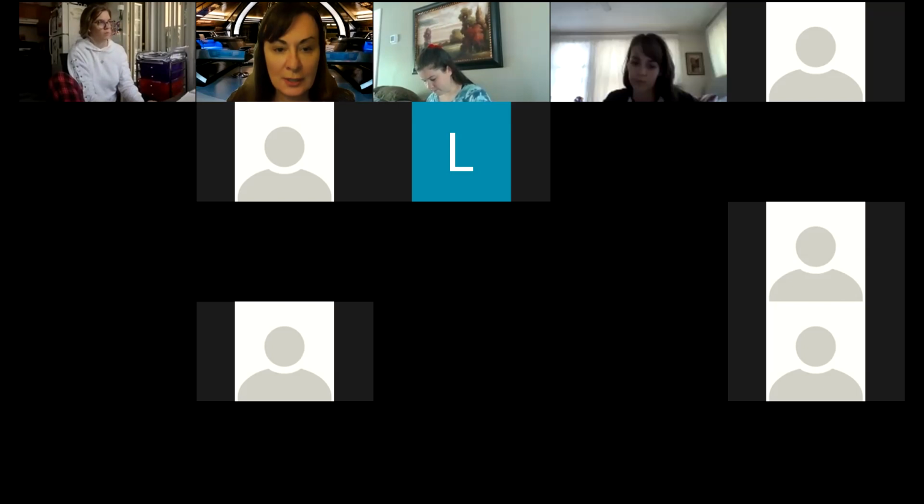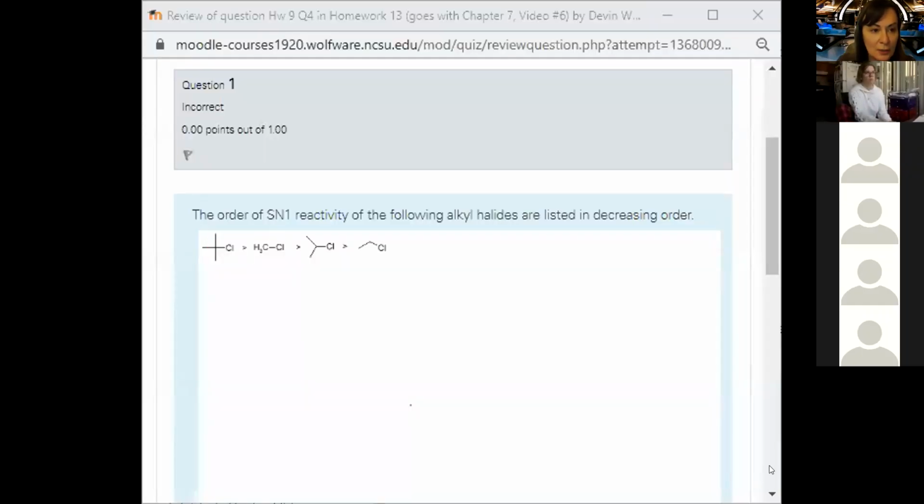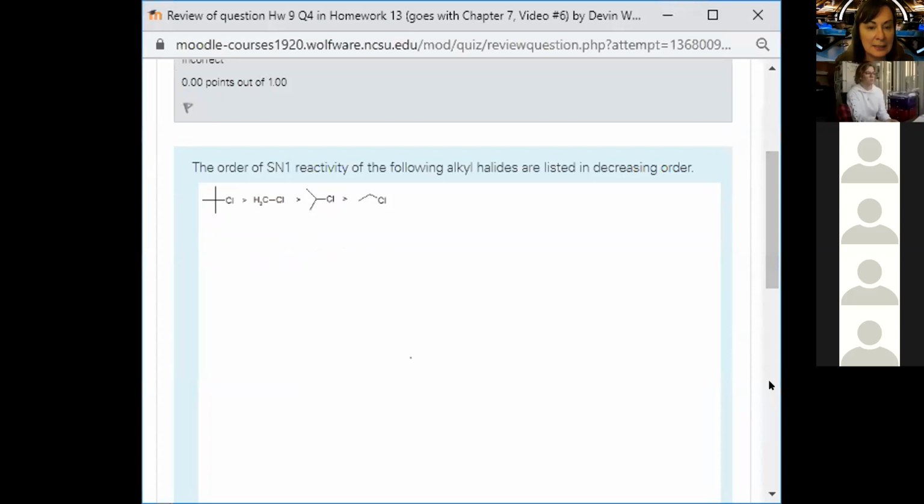What we could do, Justice, let me put that question on the screen so we can all be looking at the same thing in case somebody has not had a chance to look at it or review it. Can you all see the question now? The order of SN1 reactivity for those alkyl halides. So the question is are they listed in decreasing order? And that would mean, decreasing order would mean what? Lowest to highest.